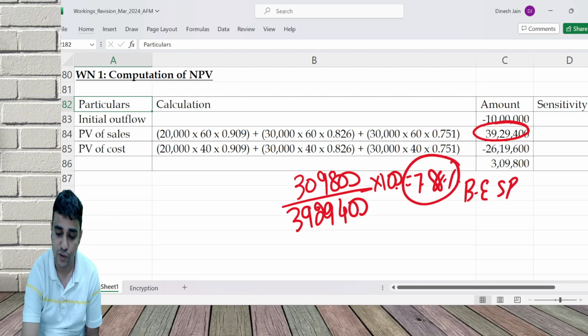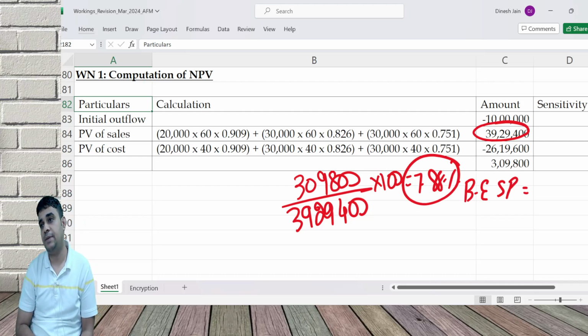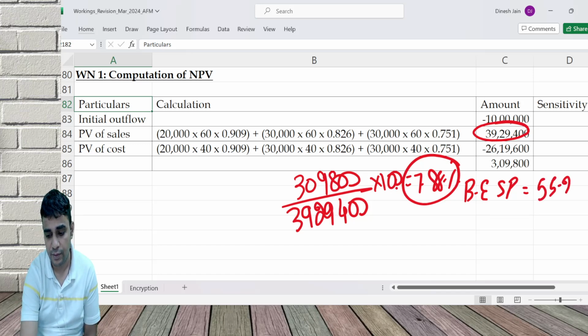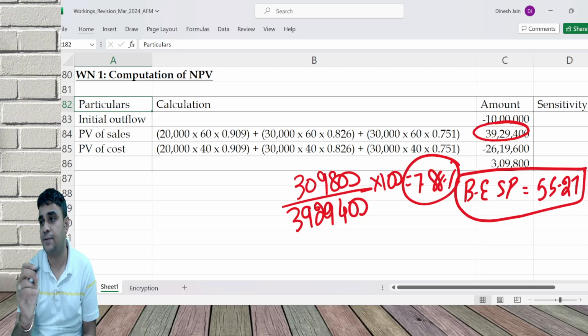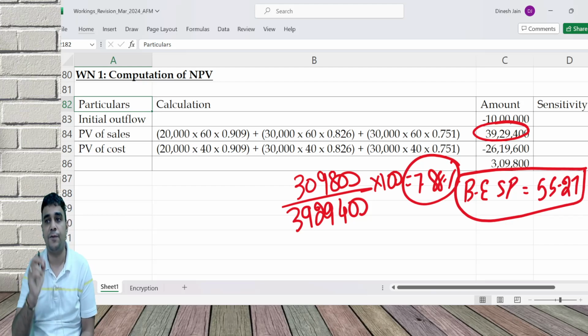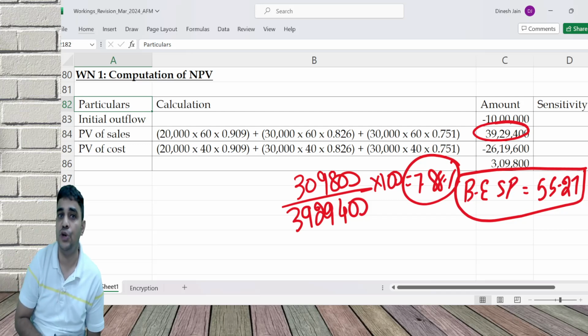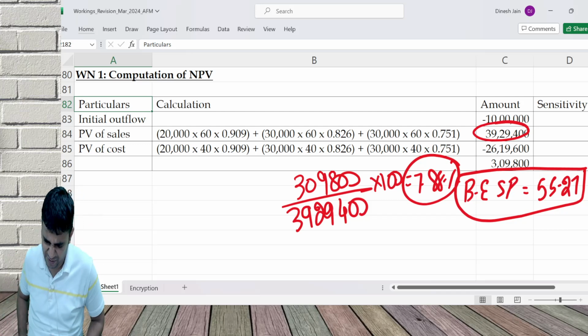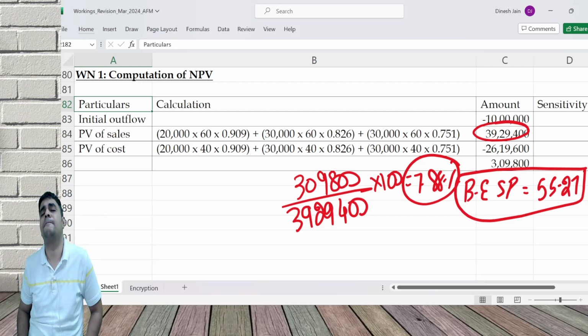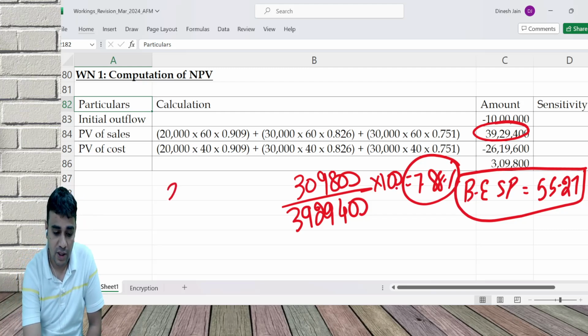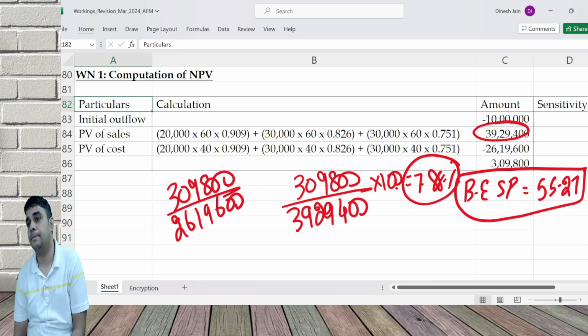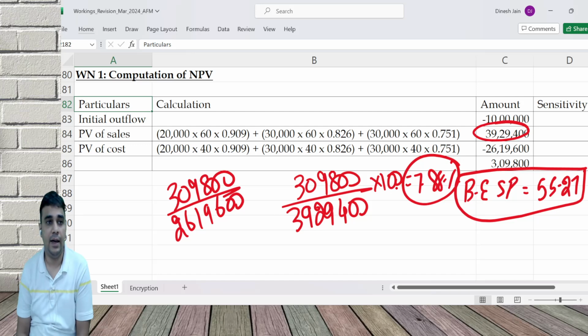Some question can ask, what was the original selling price? 60 minus 7.88% is 55.27. They will say at 55.27 you will get zero NPV. What's the second factor? 309,800 divided by 26,19,600 is 11.83%.